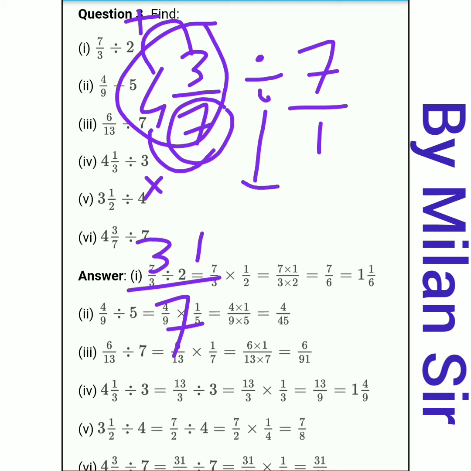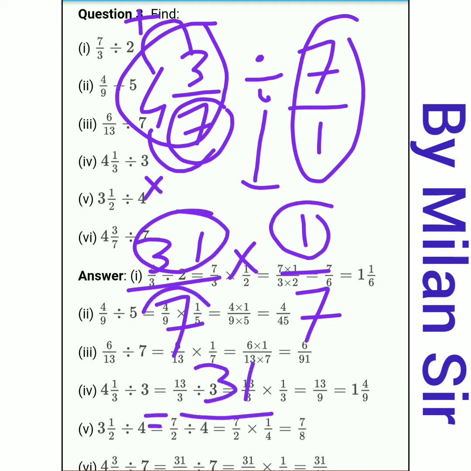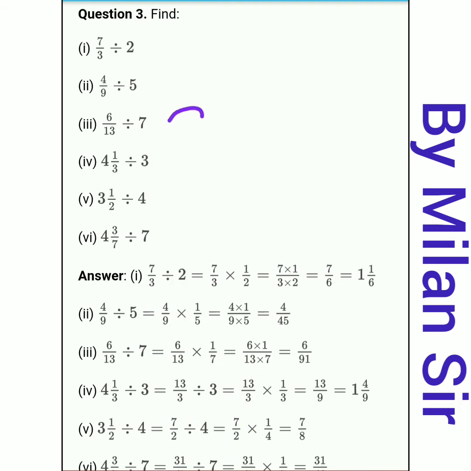Now this division becomes multiplication and we need to take the reciprocal of 7 by 1. It becomes 1 by 7. We need to change the numerator and denominator. Now here we cannot cut anything, right? So directly we need to use multiplication. So in numerator 31 multiply 1, 31, and in denominator 7 sevens are 49. So our answer is 31 by 49.